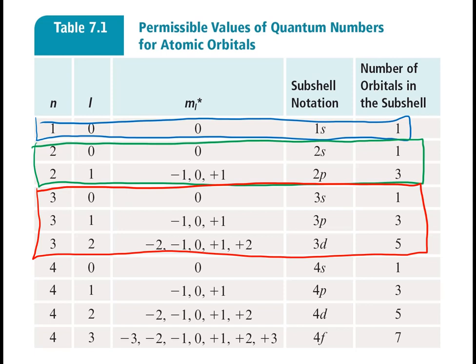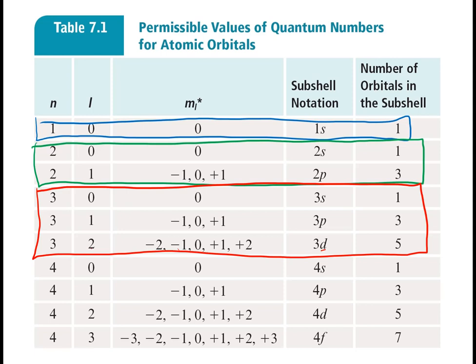When I go to 2, now all of a sudden I have 5 orientations. I have minus 2, minus 1, 0, 1, and 2. And this is a 3D because the D means 2. That comes there. And there's 5 orientations in space. 1, 2, 3, 4, 5.